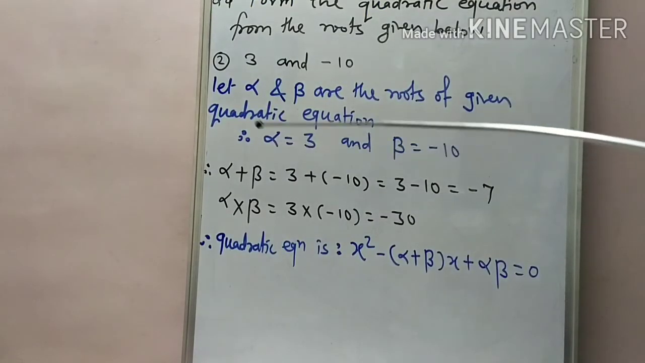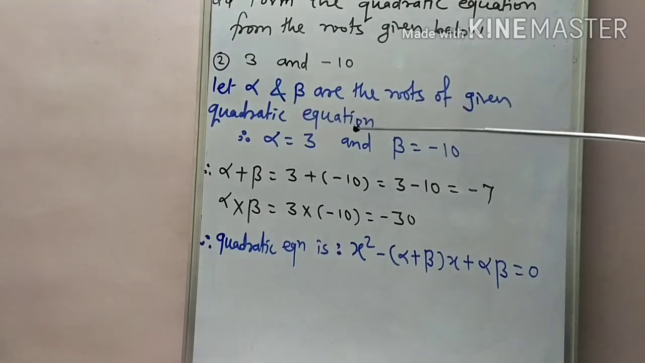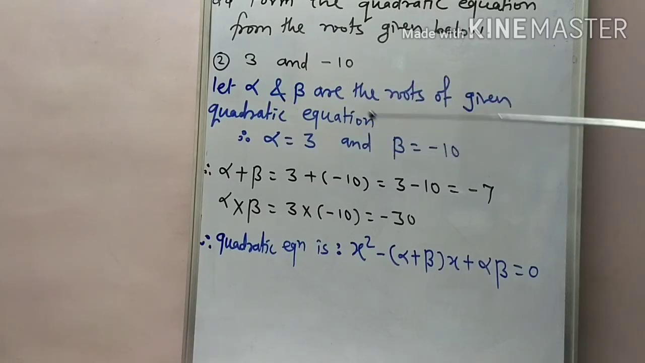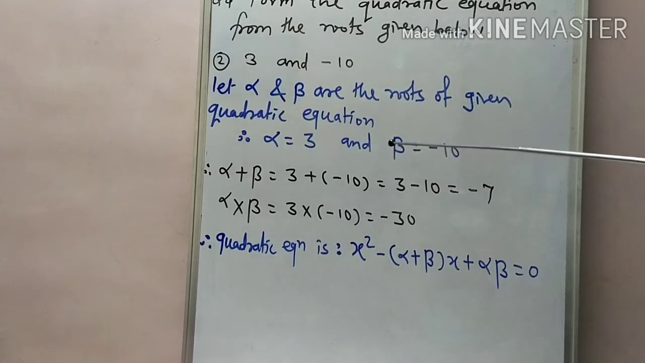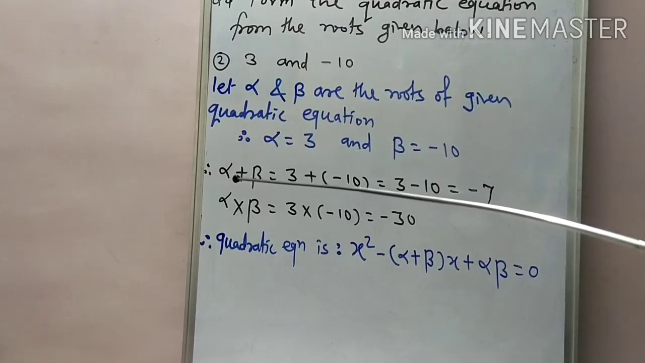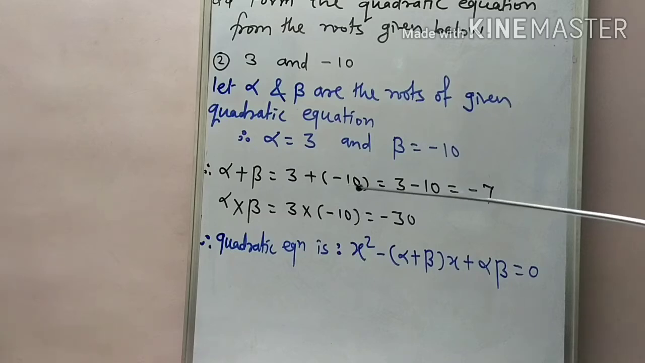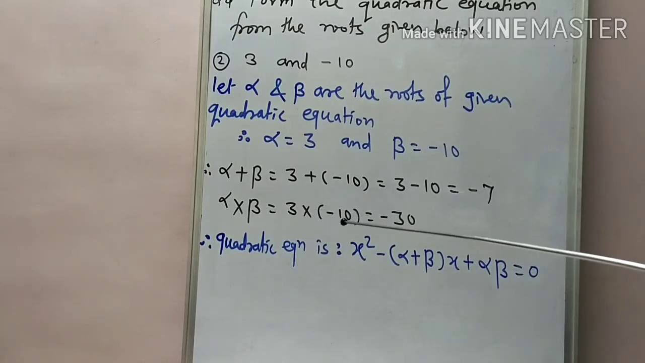Understood this? First we consider let alpha and beta are the roots of the given quadratic equation. So first value 3 as alpha and minus 10 as beta, because we are given two roots of equation alpha and beta. So first we find the sum of two roots, alpha plus beta equal to 3 plus in bracket minus 10. As we simplify it, 3 minus 10, answer is minus 7. Okay, and alpha into beta, the product of two roots, 3 into minus 10 is what?